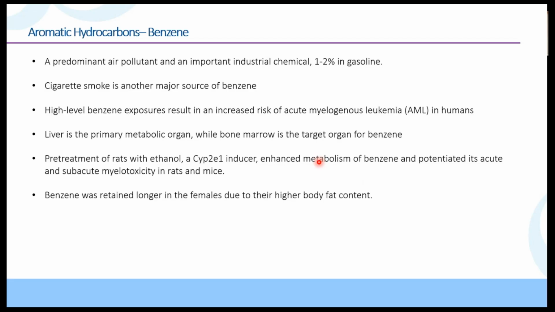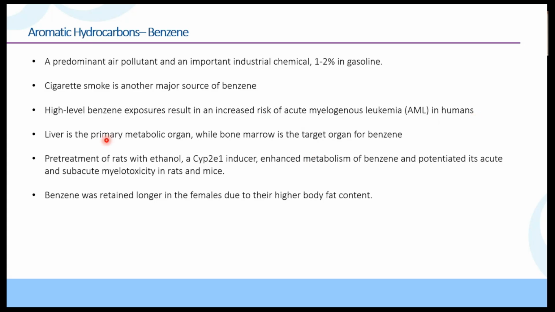Then coming to aromatic hydrocarbons and taking benzene as the first example. It is a predominant air pollutant and an important industrial chemical. In gasoline also it is present in the range of 1 to 2%. Cigarette smoke is another major source of benzene. High level benzene exposure results in an increased risk of acute myelogenous leukemia in humans.